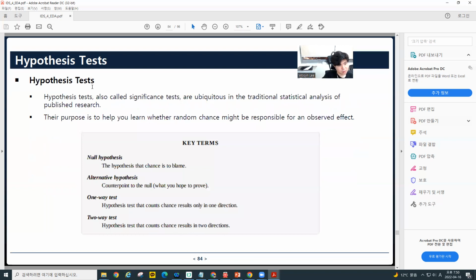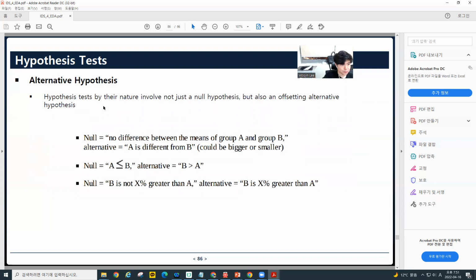So first, we make a null hypothesis, the hypothesis that chance is to blame, and then we check the alternative hypothesis, what I want to prove. So we set a null hypothesis and an alternative hypothesis, and then we want to find whether those are different.